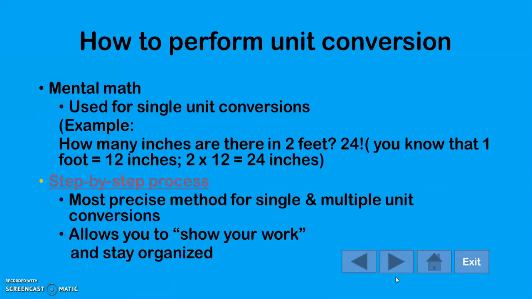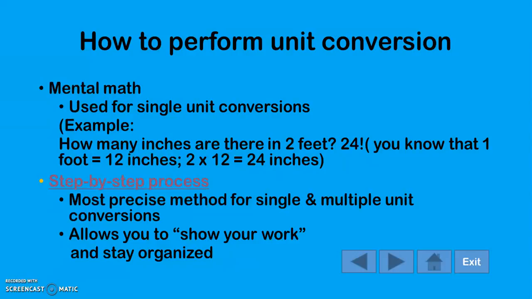How do we perform unit conversion? Well, when it comes to most simple single unit conversions, we can use mental math. For example, if I asked you how many inches are there in 2 feet, in less than 5 seconds you'd probably be able to tell me 24. Because you knew right off the bat that 1 foot equals 12 inches, and so 2 times 12 equals 24 inches. You didn't need a pencil, paper, or calculator to do that. You did it in your head, which is why we call it mental math.